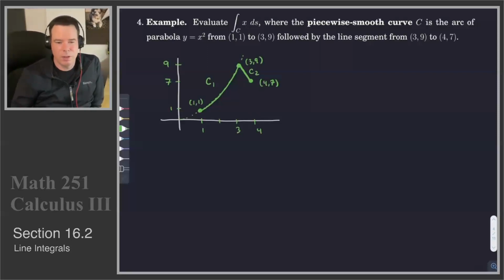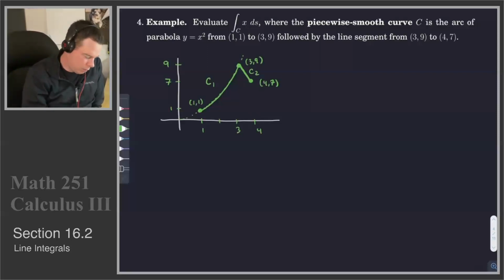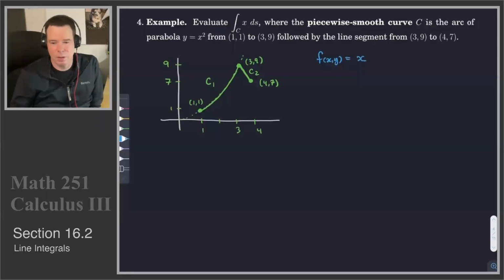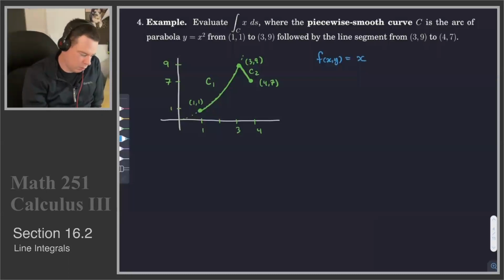And what we'd like to do is integrate the function. Our function in this case, f of x, y, is just equal to x, because we can see that from the integral. The integrand is just x. And so we want to integrate that function along this curve. And we'll do it just curve by curve: C1, and then we'll integrate along C2. And so the integral along the whole curve is just the sum of those two integrals.